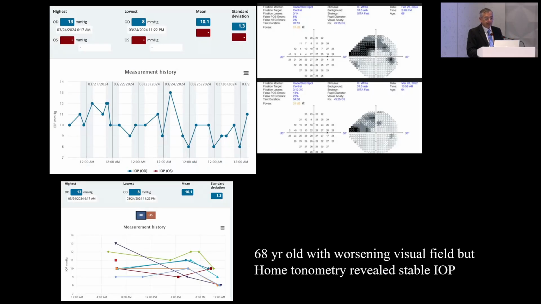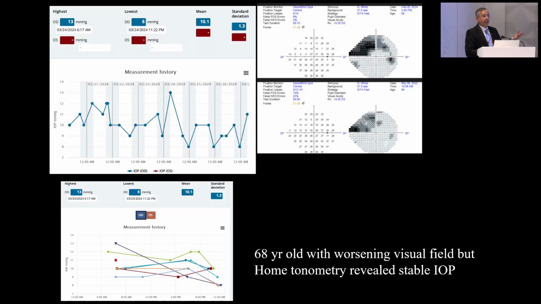And this is another patient that shows you the exact opposite. Patient's visual field got worse. Pressures in the clinic, stable, normal. Patient has diabetes, hypertension, so there is very low risk of low pressure glaucoma. We did home tonometry. Standard deviation is only 1.3. We decided, no, this patient is not going to get a glaucoma surgery despite visual field worsening.